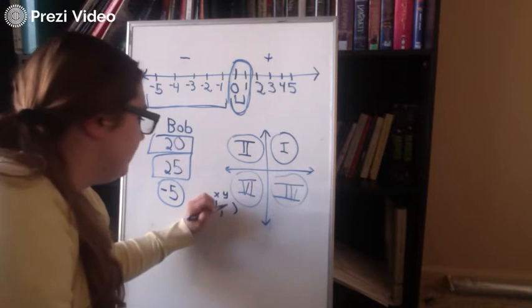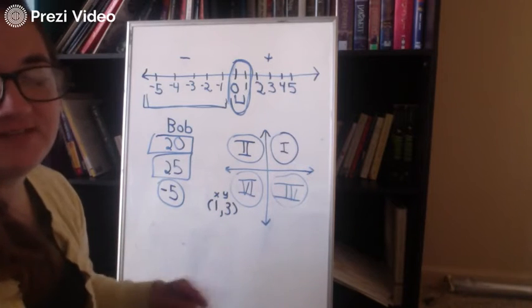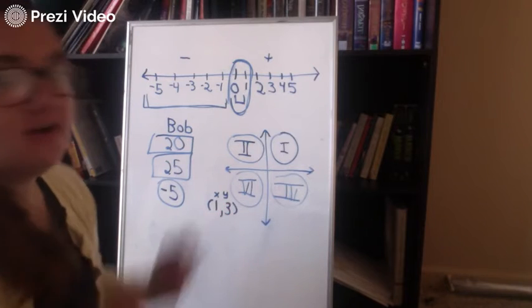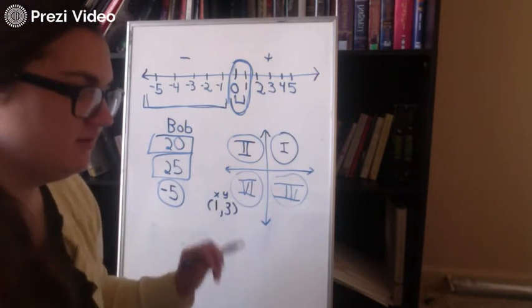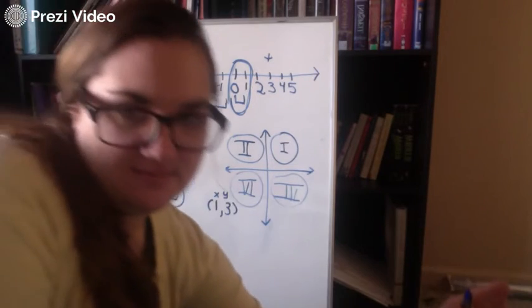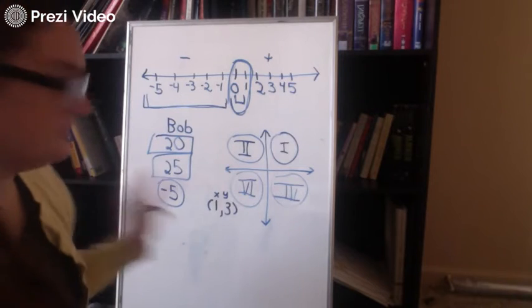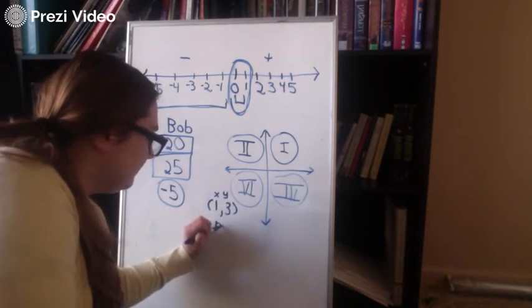So let's say this one is 3. Okay, so my first ordered pair, or my first set of directions, is telling me to go 1, 3. Now, how do I know which direction to go? So if it's positive, I'm going to go to the right. If it's negative, I'm going to go to the left for this x. So positive, we're going to go to the right.